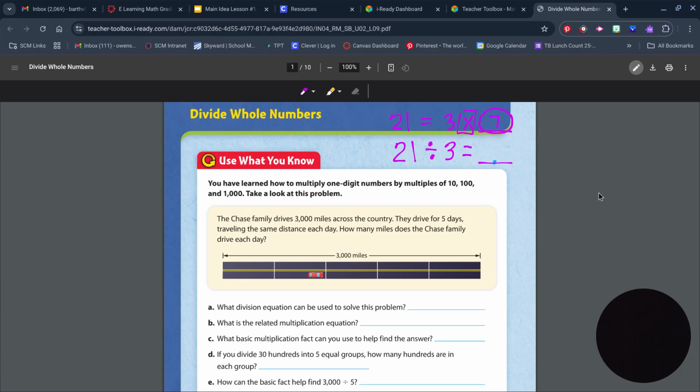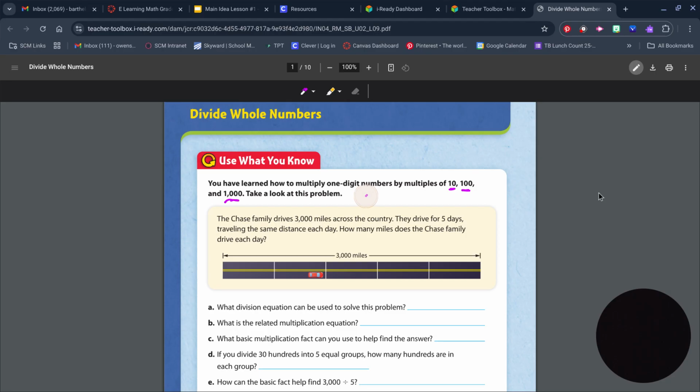Okay? So you've learned how to multiply one-digit numbers by multiples of 10 and 100, and 1,000. Remember, the trick is we're adding zeros. It's a little more than that, as we discussed, but the trick is add your zeros. So the Chase family drives 3,000 miles across the country. They drive for 5 days.